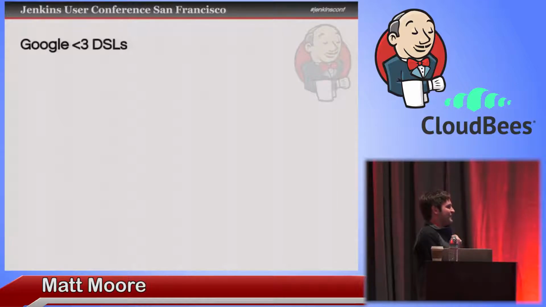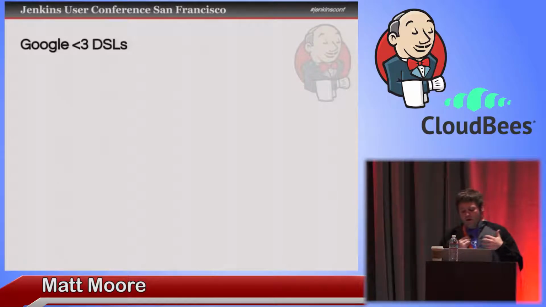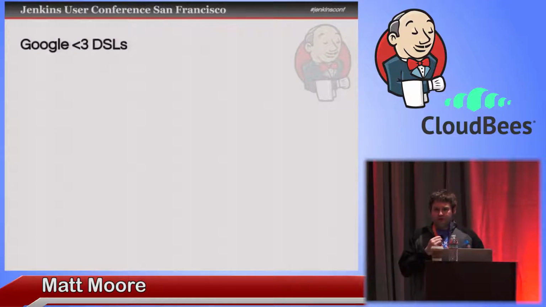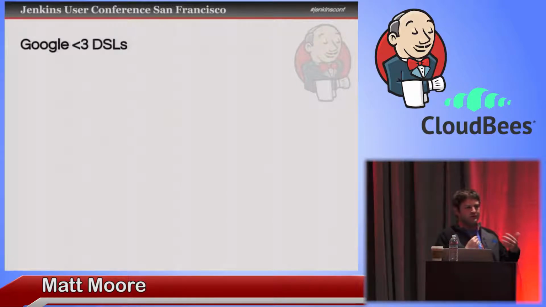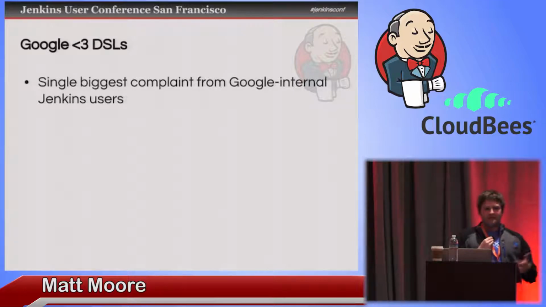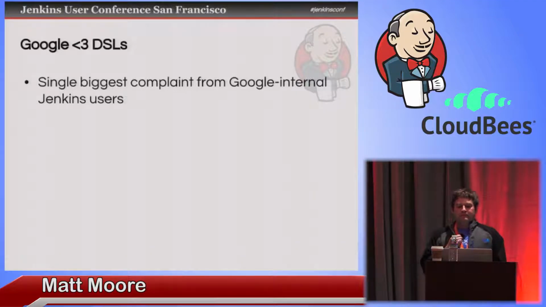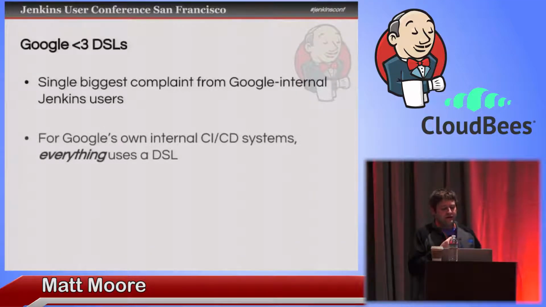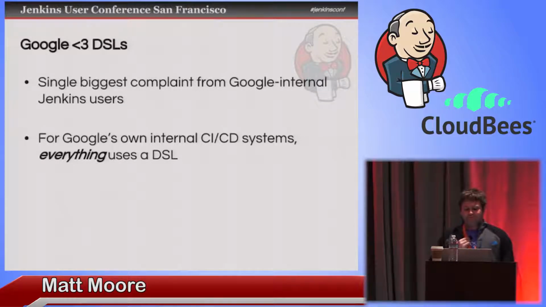So Google loves DSLs. When we were getting this Jenkins team started a year or so ago, we talked to a number of teams that, through acquisitions and through just odd-shaped software development practices, were using Jenkins and not our internal tools. And the single biggest complaint that we heard from them was things of this nature: I can't check in my configuration. I can't get the version history. I can't roll back. And internally, for Google's own internal CI/CD systems, everything uses a DSL.